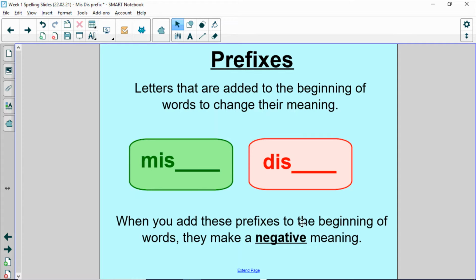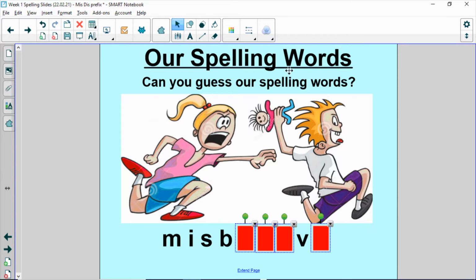When you add these prefixes to the beginning of the words, they make a negative meaning, which means they mean the opposite of what the root word would usually be. So let's look at some examples now. Our first spelling word is a picture one, and I've got it down here, but I've hidden some of the letters with four of these boxes. Our task is to guess our spelling word.